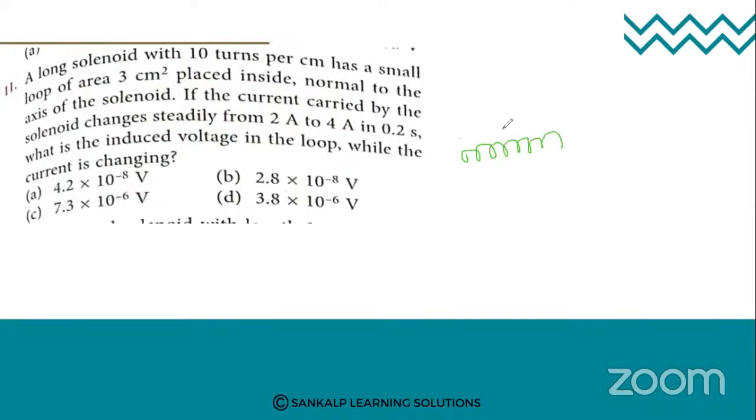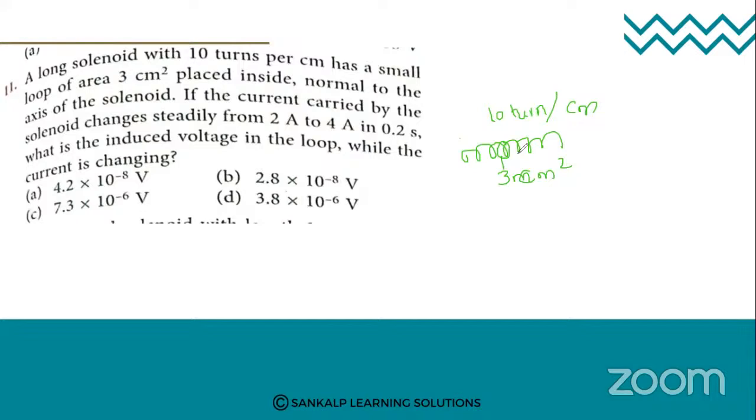So this solenoid is having 10 turns per centimeter. It has a small loop of area, given as 3 centimeters square, which is placed inside, normal to the axis of the solenoid.